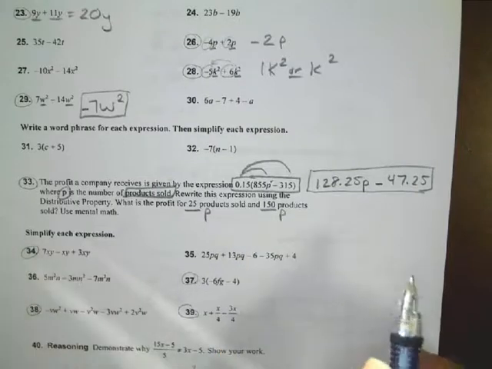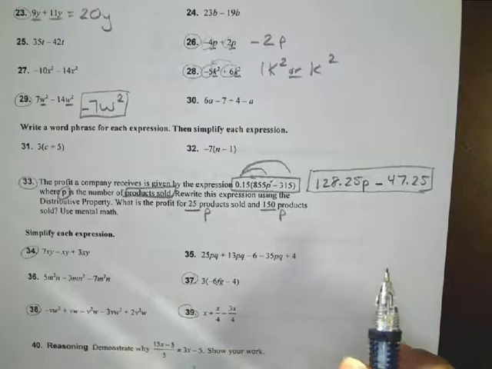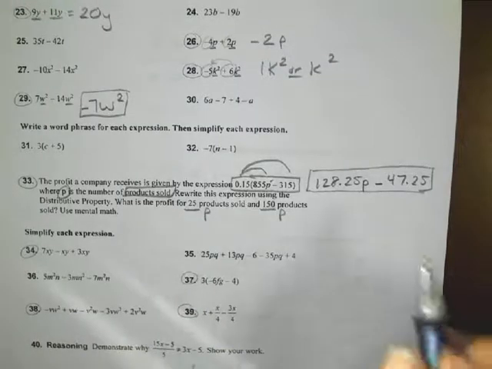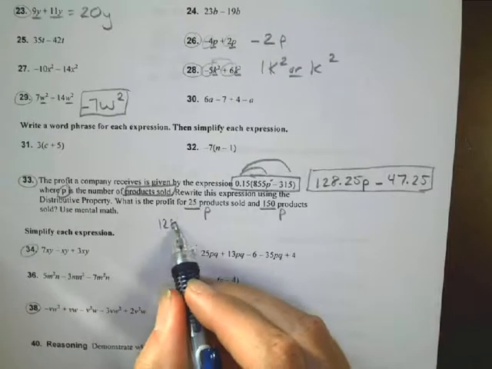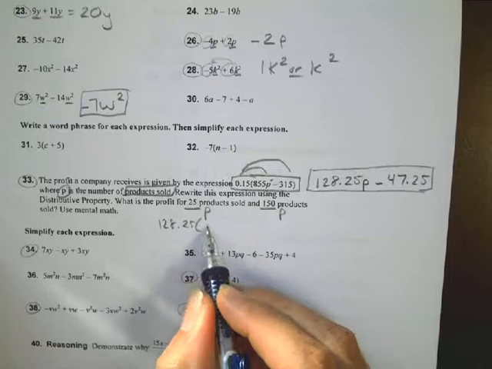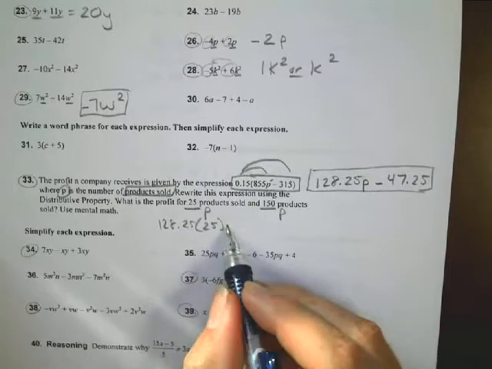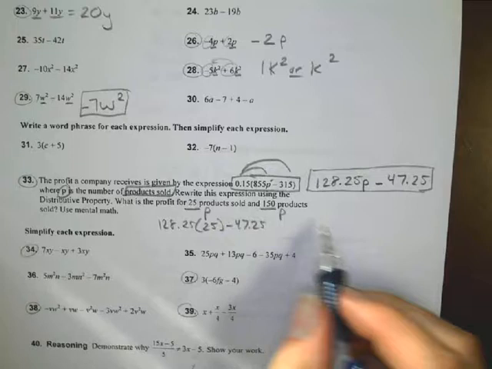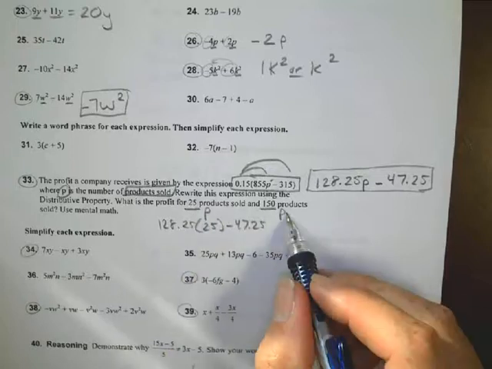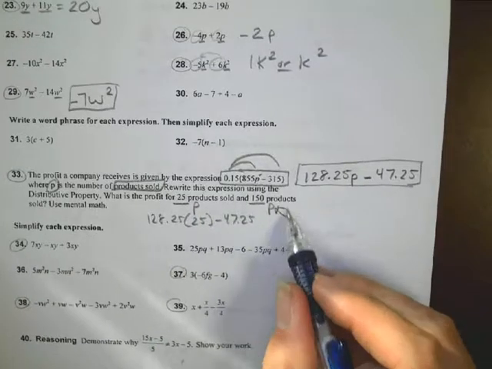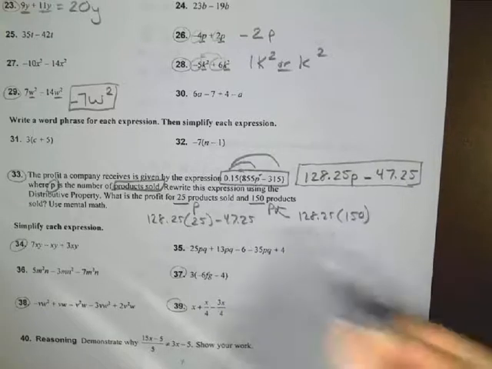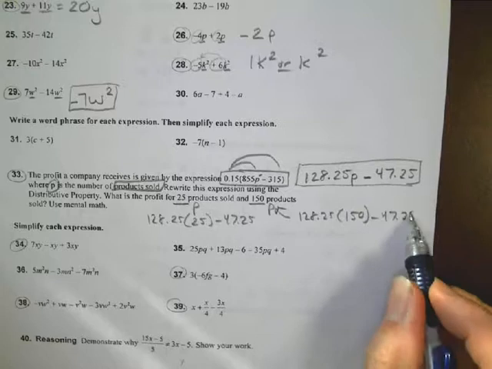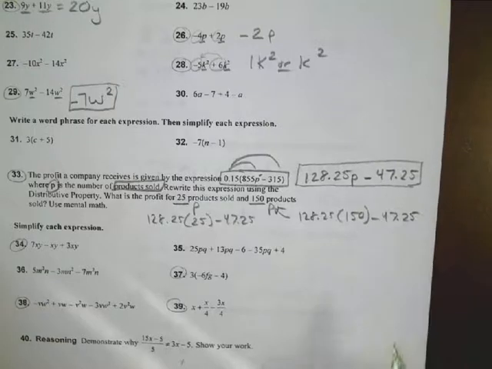It wants you to use mental math, which you can, or you can simply plug it into the calculator and take a look. Again, the idea here is that I take this equation and do it two times. I'm going to do 128.25 multiplied by 25, that's my P, minus 47.25. That's one problem for this one here. And the same idea, 128.25 times 150, that's the number of products, minus 47.25. So you can work those two things out and see what you come up with. I'm going to move on down to the next section.